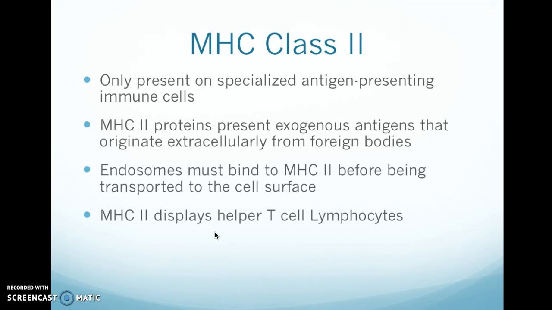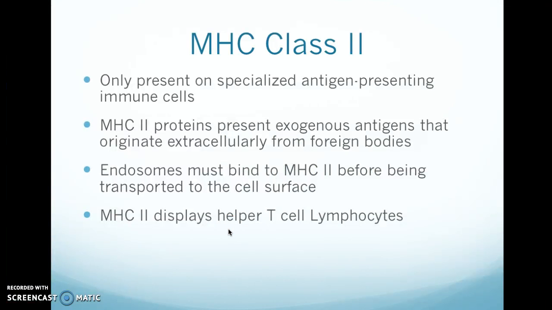Basically, the makeup of these MHC class 1 and 2. MHC class 1 consists of two non-identical chains, a long alpha chain and a short beta chain, and then MHC class 2 consists of two roughly identical chains, an alpha chain and a beta chain. So MHC class 1 is non-identical chains, and MHC class 2 is identical chains.